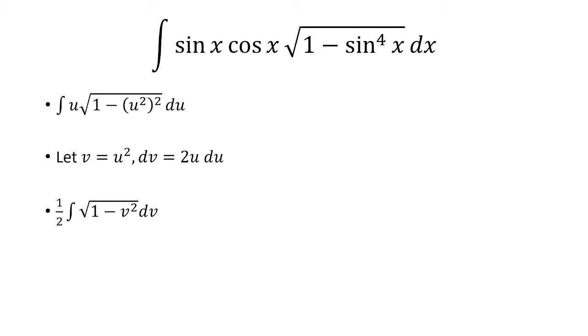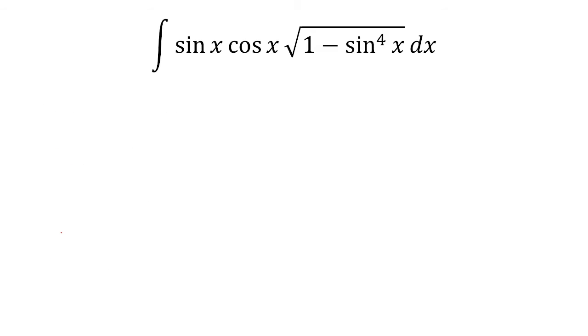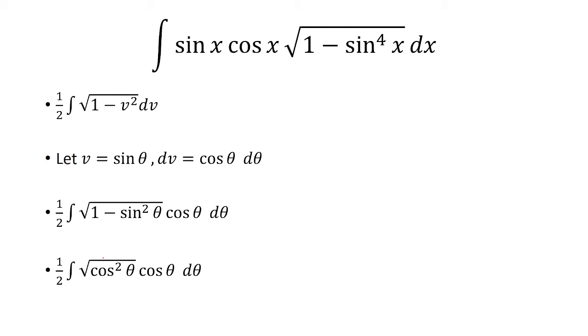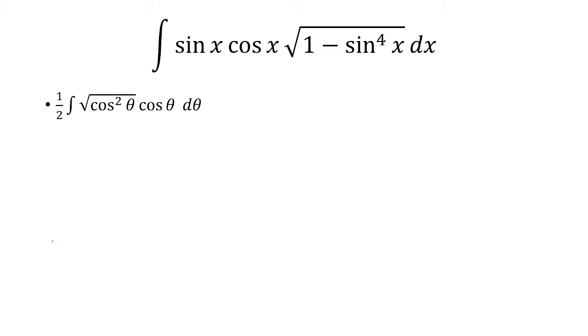Now I'm going to make a trig substitution. I'm going to let v equal sine theta. So dv will equal cosine theta d theta. So replace the v with the sine, and then dv with cosine theta d theta. Now 1 minus sine squared is just cosine squared. So I'll be taking the square root of cosine squared, which is just cosine. And so cosine times cosine is going to give me cosine squared.